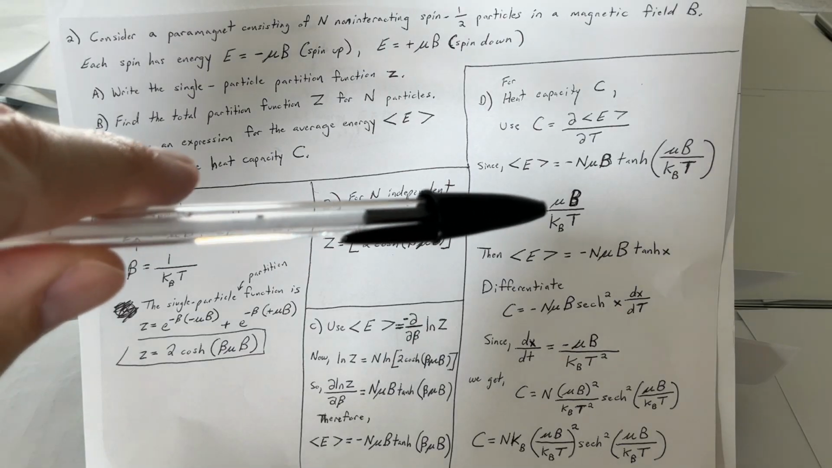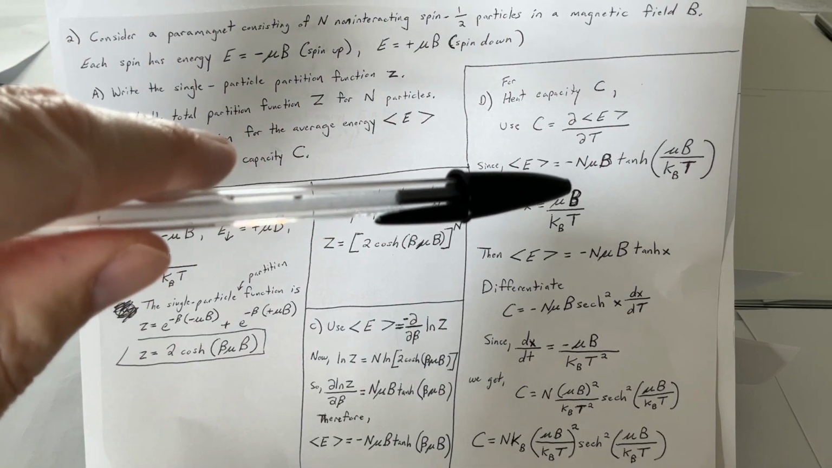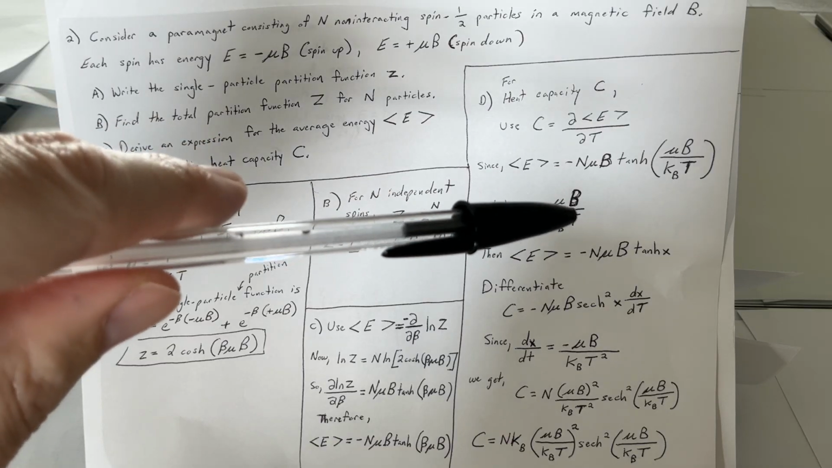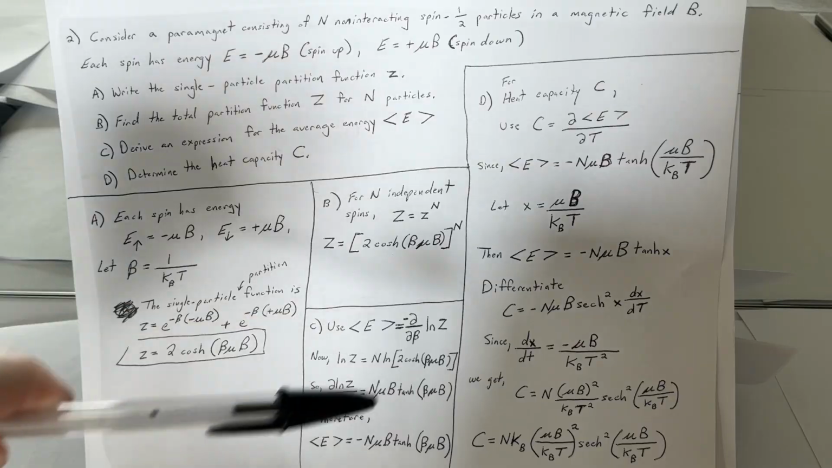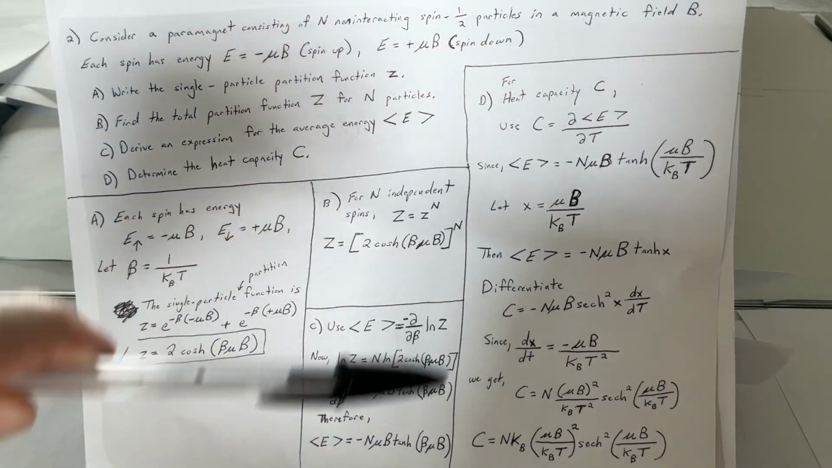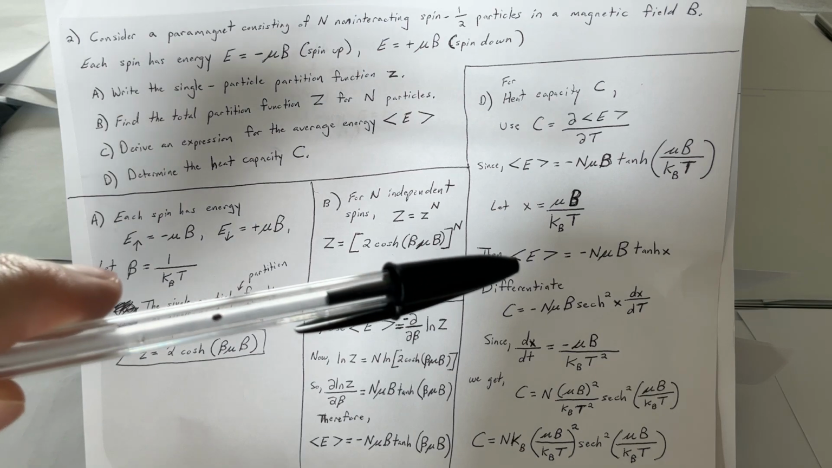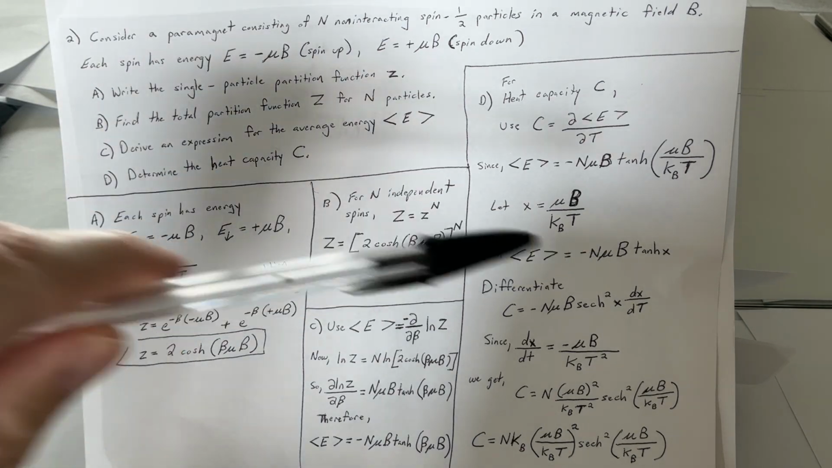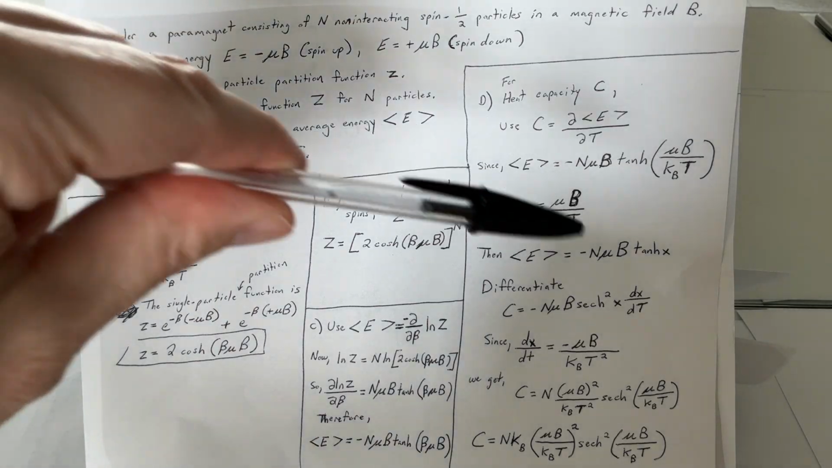We're going to have a substitution here. Let x equal mu B over k sub B T. So after that substitution, take a look at how we arrive at that. We're going to let that energy equal negative N mu B hyperbolic tan of x. So we're just changing this, becomes that.